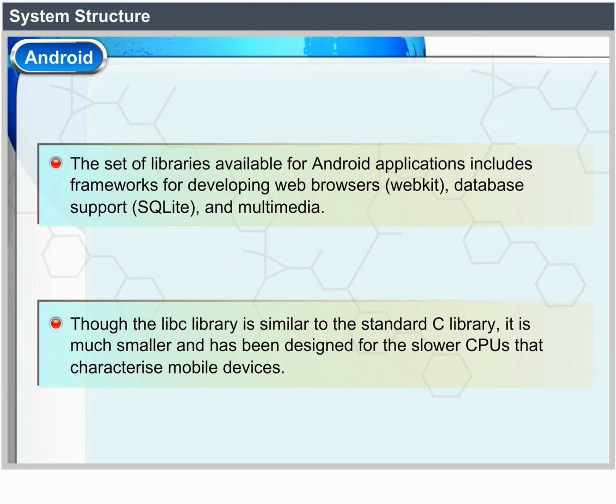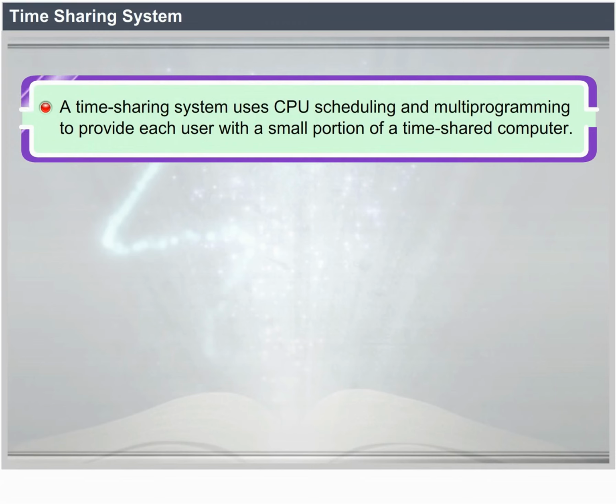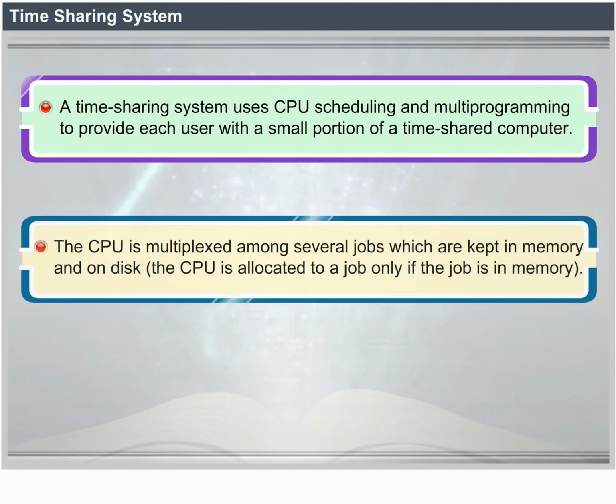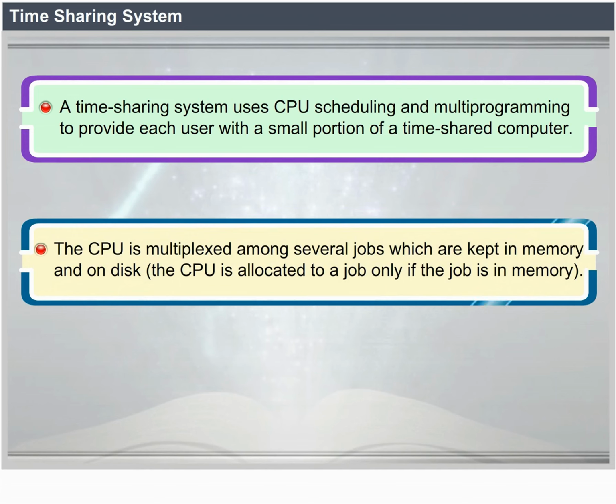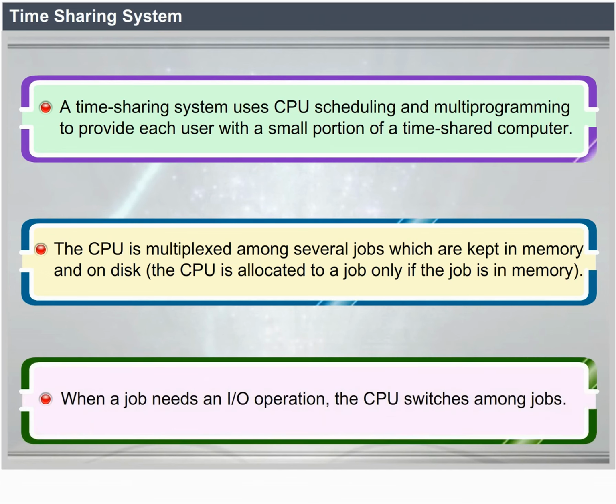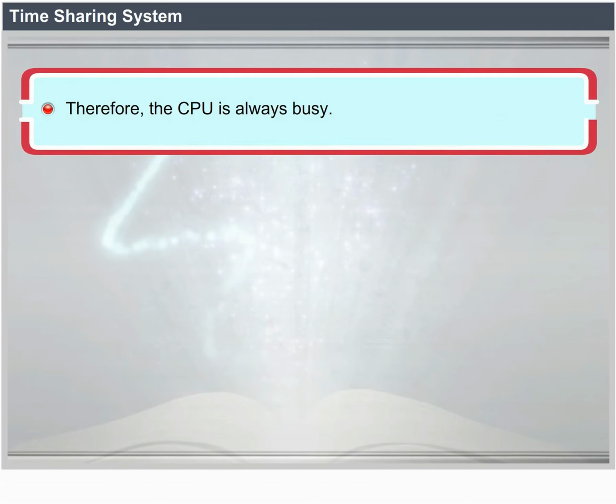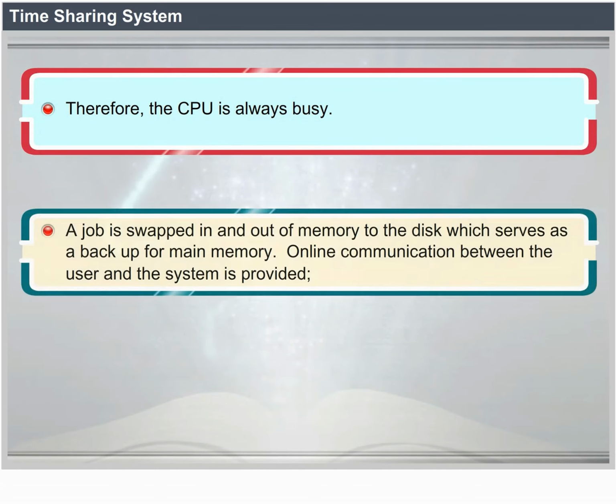Time-sharing system. A time-sharing system uses CPU scheduling and multi-programming to provide each user with a small portion of a time-shared computer. The CPU is multiplexed among several jobs that are kept in memory and on disk. The CPU is allocated to a job only if the job is in memory. When a job needs an I/O operation, the CPU switches between jobs. Therefore, the CPU is always busy. A job is swapped in and out of memory to the disk, which serves as a backup for main memory. Online communication between the user and the system is provided.